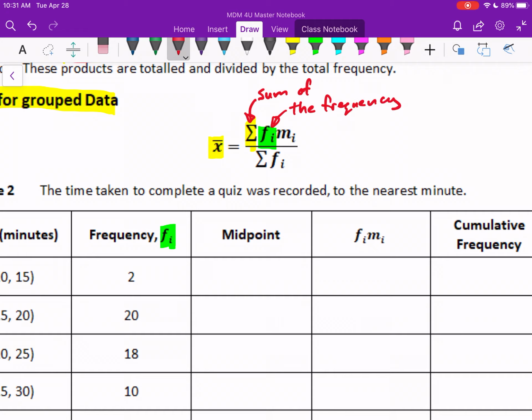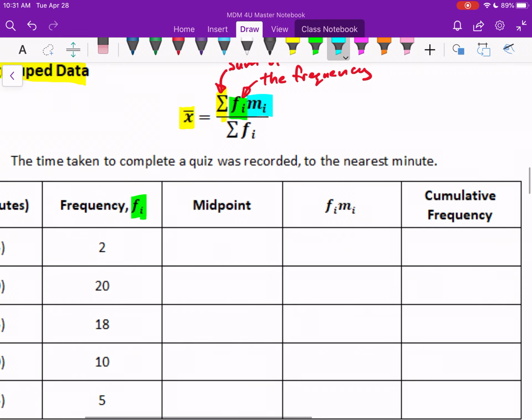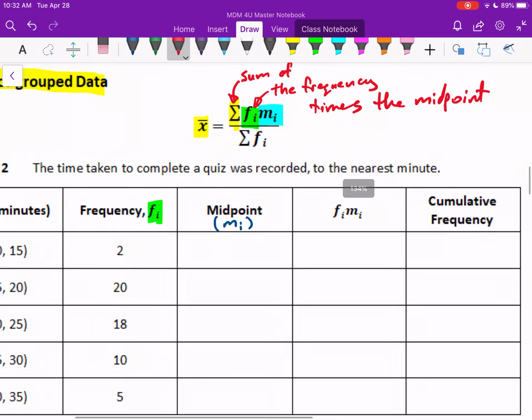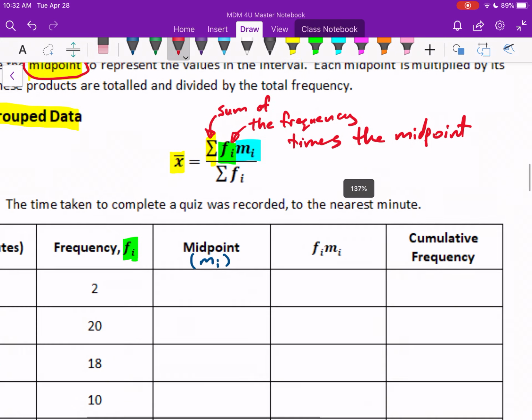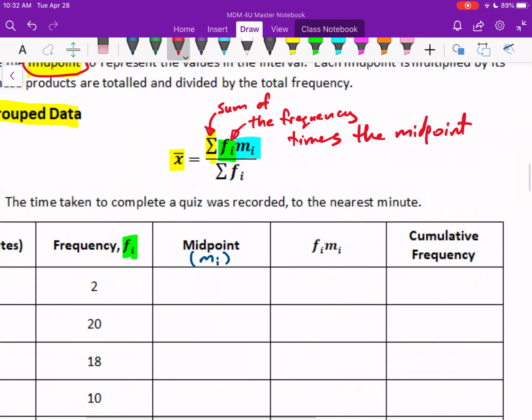times, because when variables are beside each other, then we assume that they're multiplied together. And m sub i, it's not written in the table, but that would be the midpoint of i. Okay, so then we're going to multiply it by the midpoint. And then on the bottom, it's just the sum of the frequencies. So we're just going to add up all the frequencies. So the average is the sum of the frequencies times the midpoint divided by the sum of the frequencies.